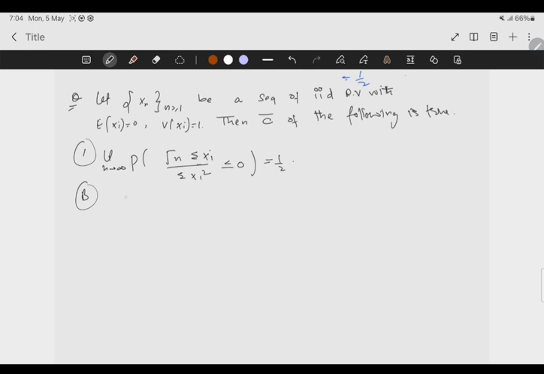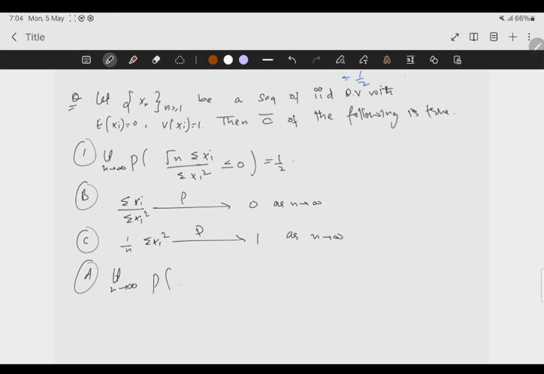B part, summation Xi divided by summation Xi square will converge to 0 in probability. C: 1 upon n summation Xi square will converge to 1 in probability as n tending to infinity. D: limit n tending to infinity, probability that summation Xi divided by under root n is less or equal to 0, which is equal to 1/2.